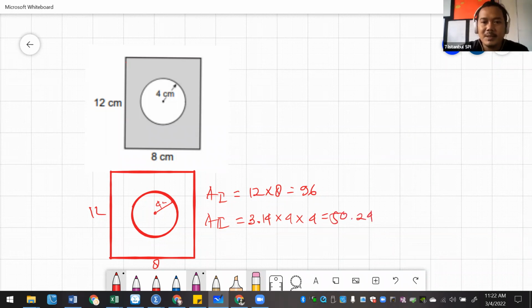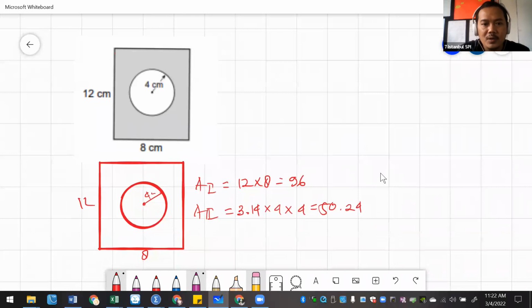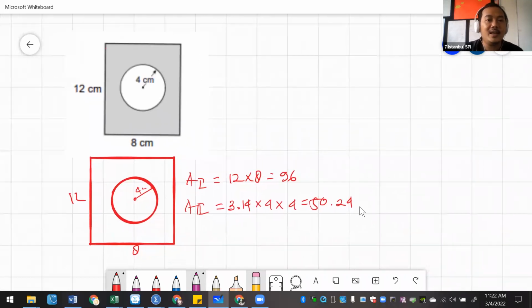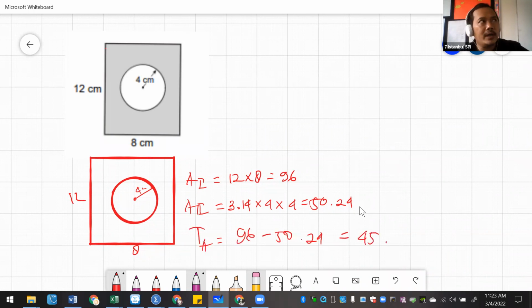Okay. So again, guys, you only need to find the shaded area, in which the shaded area is less than the whole rectangle. So you're going to subtract this, right? So the total area will be equal to 96 minus 50.24, and that will be equal to 45.76 centimeters.